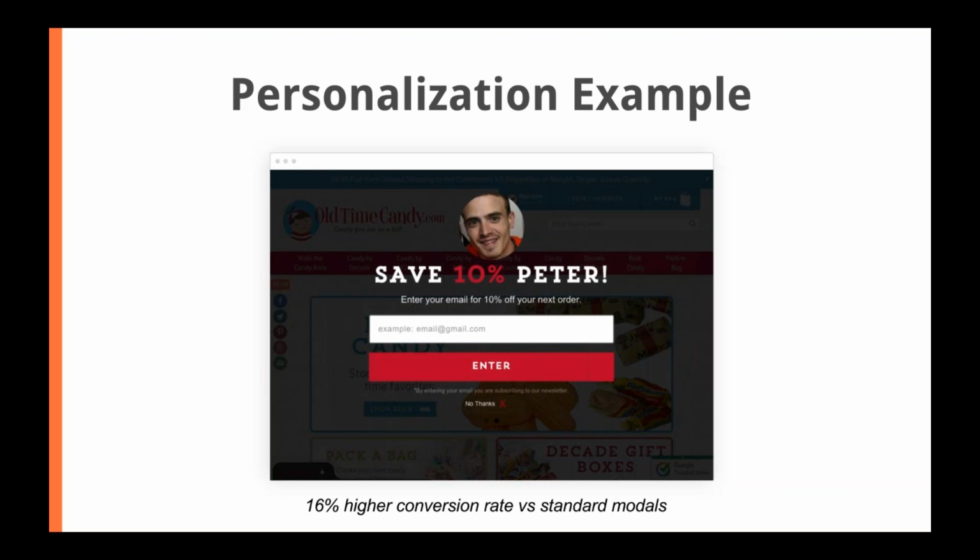So the first one, personalization. By doing things like taking into account their Facebook picture, their name, their birthday, all the data that you're able to capture on customers now, and then creating more of a personalized experience that creates sort of these wow moments for customers, you can see conversion rate increases up to 16% versus non-personalized versions of what we're looking at here.